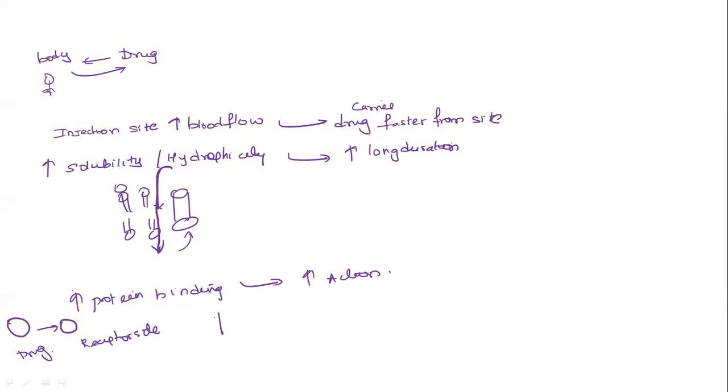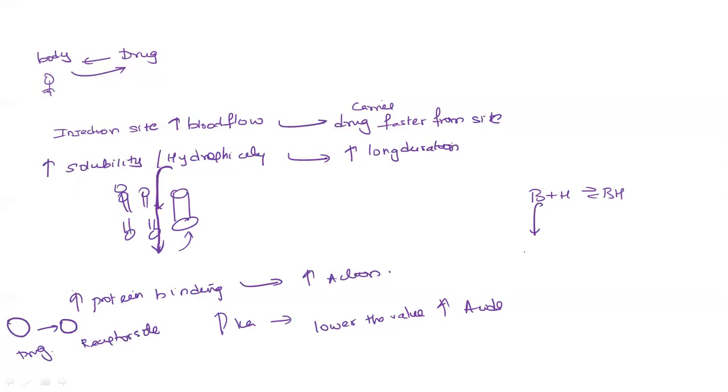Okay. Now about pKa values, you just have to remember that the lower the value, the stronger the acid. So it means it will give up the proton faster, and it will be in non-ionized form, and it will diffuse faster and will have a fast action. So what happens when a drug gives up the proton? It becomes non-ionized, then it can go through the membrane easily, and then it will block the sodium channel by becoming charged again. And after becoming charged, it's going to block the sodium.